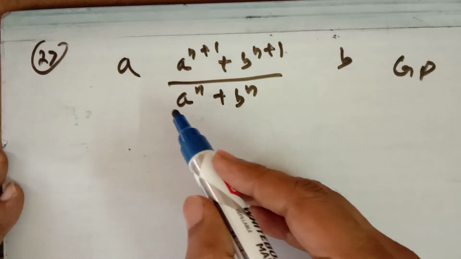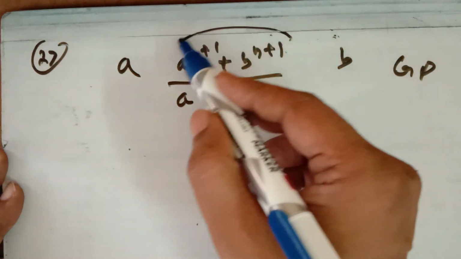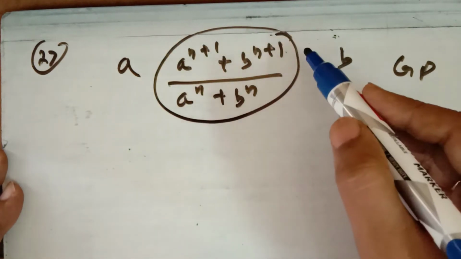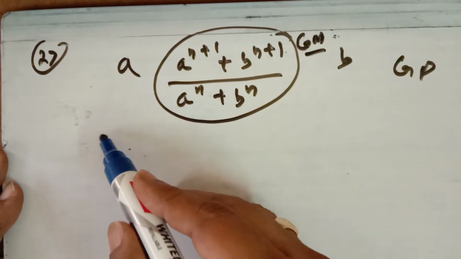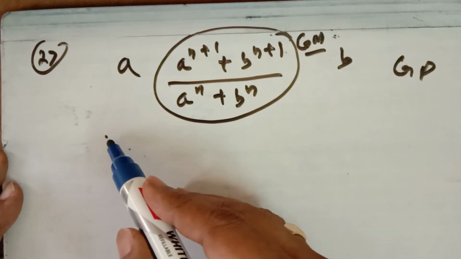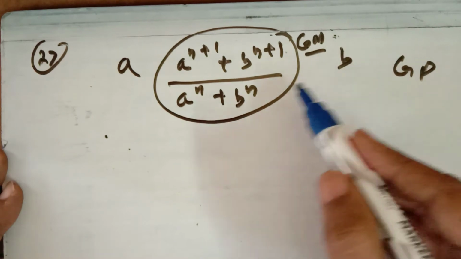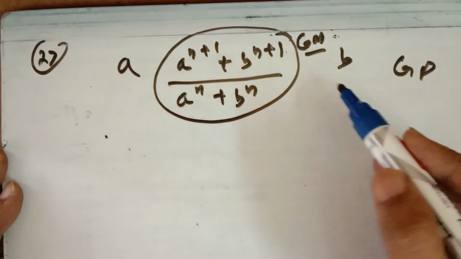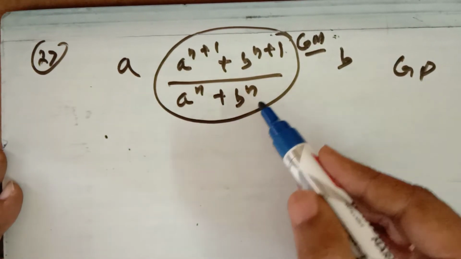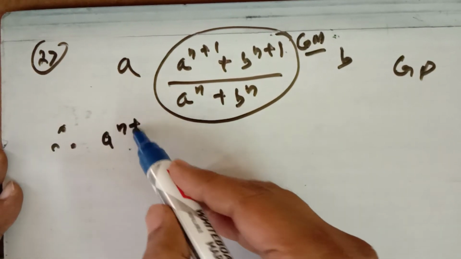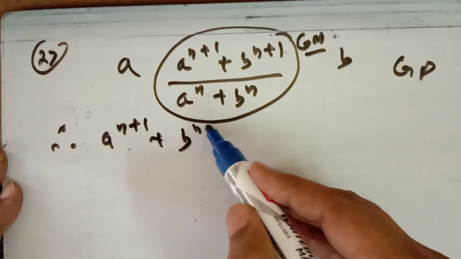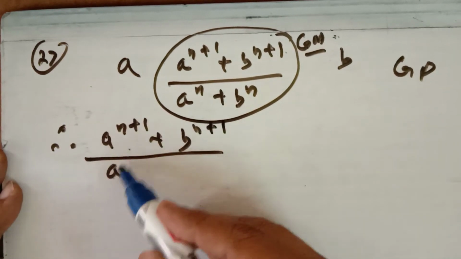Now we know that if A, B, C are in GP, then this is the geometric mean. The geometric mean is the square of the middle term, which is equal to the product of first and last. If A, B, C are in GP, then B² is equal to A into C, or the square of the middle term is equal to the product of first and last. This is the condition of the three terms when they are in GP.